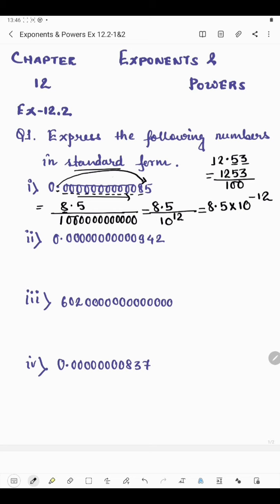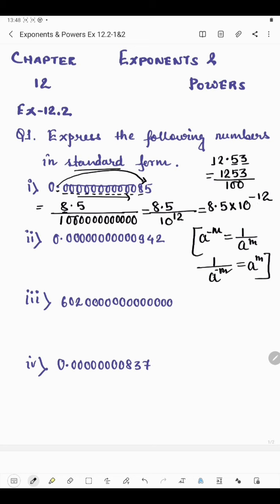So if you write this number in standard form, it will become 8.5 into 10 raised to the power minus 12. According to the law, if we have a negative exponent, then we just write the inverse of this. So a will be 1 by a and power will be positive. Similarly, if we have 1 by a raised to the power minus n, to make it positive, we will just write the reciprocal of this. So 1 by a will be a and the power will be positive. So 10 to the power 12 is shifted to the numerator and exponent has become negative now.